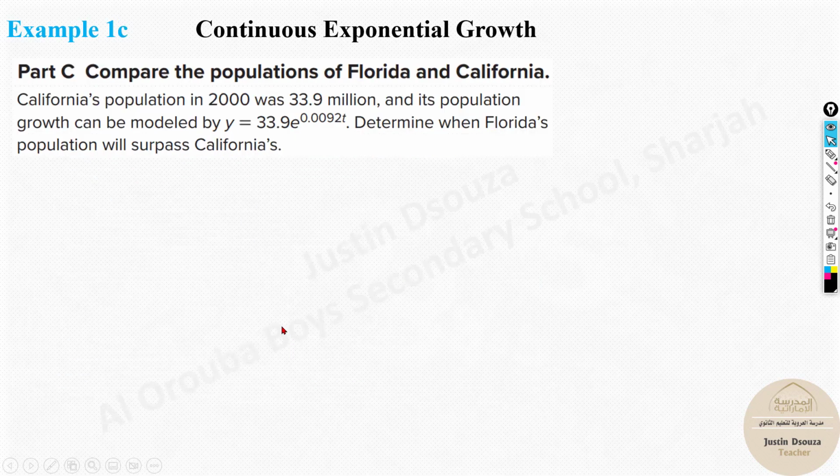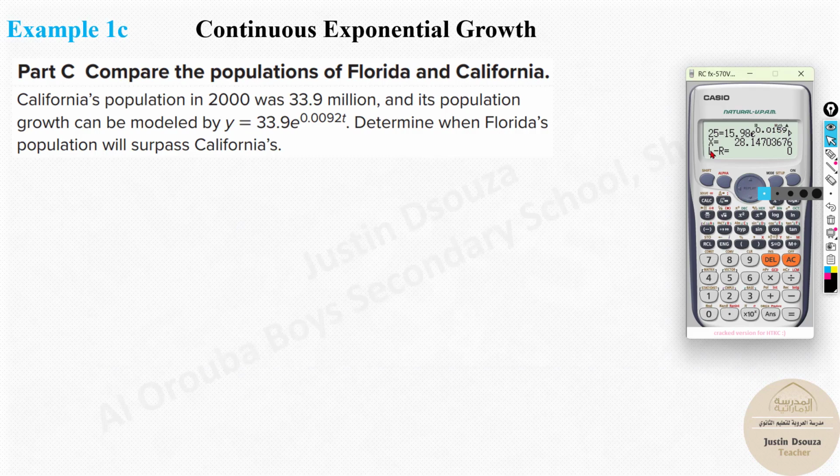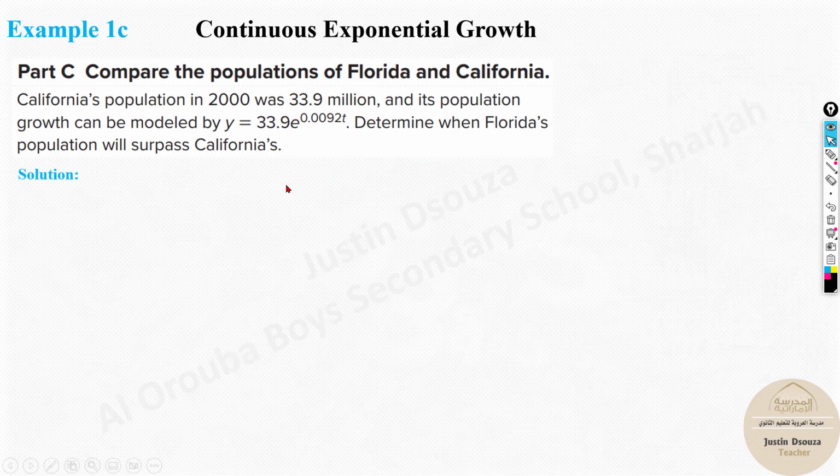Now the part C over here, compare the populations of Florida and California. So they have given another extra thing. California was never in the picture, but now they are telling California's population in 2000 was 33.9 million. And its population growth can be modeled by this particular equation given here. Determine when Florida's population will surpass California's population. You can see that the population growth constant here is bigger than this. So that means eventually Florida will catch up to California's population. Though it is more initially, Florida will surpass it eventually after a certain time. Now they are asking when.